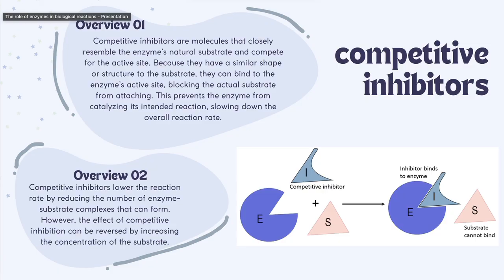Competitive inhibitors. So competitive inhibitors are molecules that have very similar shape or structure to a substrate. They bind into the enzyme's active site, blocking the substrate from attaching to the enzyme, making the reaction slower. In other words, they lower the reaction rate by reducing the number of substrates attaching to the enzyme. However, this effect can be reversed by increasing the concentration of a substrate.